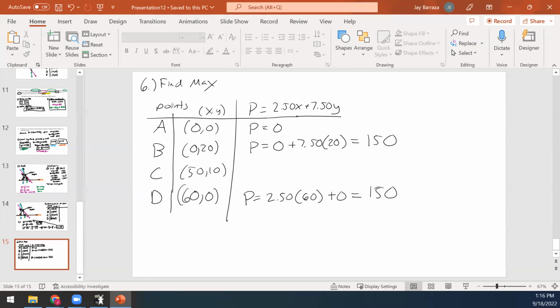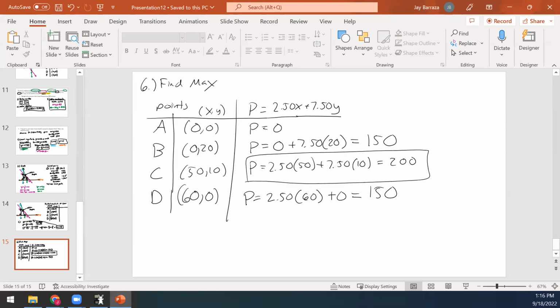So then someone says, okay, we're going to do 50 cars and then we're going to do 10 buses, and let's see how much we make. And we make $200. So P equals 250 times 50 plus 750 times 10, and it's 200. So generally speaking, when you're maximizing profit or revenue or cost, it's usually not the endpoints, like the extreme concepts, like all buses or all cars. It's always somewhere in between, most of the time. But it just depends.